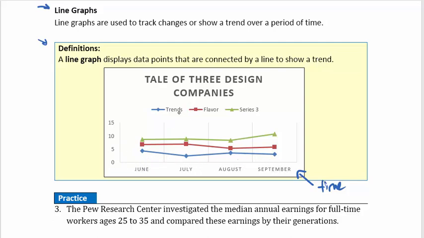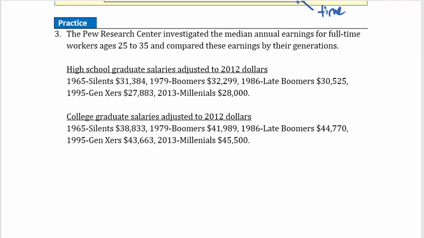And a lot of times we'll have more than one line graph. You can have just one line graph to talk about a trend over time, but if I use 2 or 3, then I can make a comparison of, in this case, 3 different design companies over, looks like the summertime here. Okay, let's take a look at a practice question now.